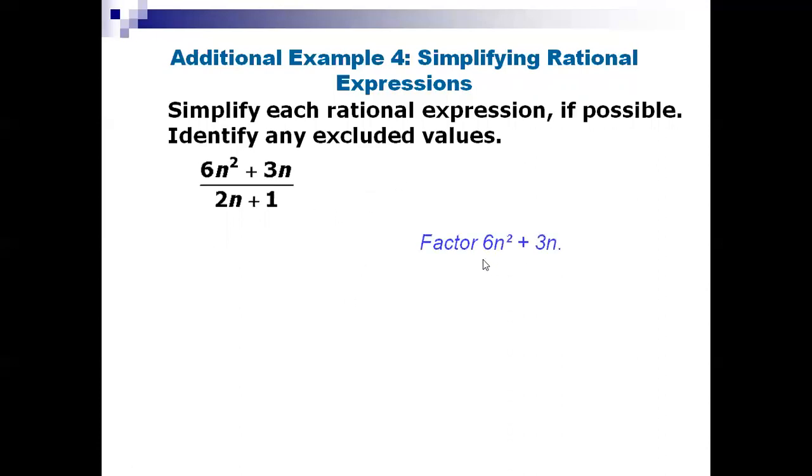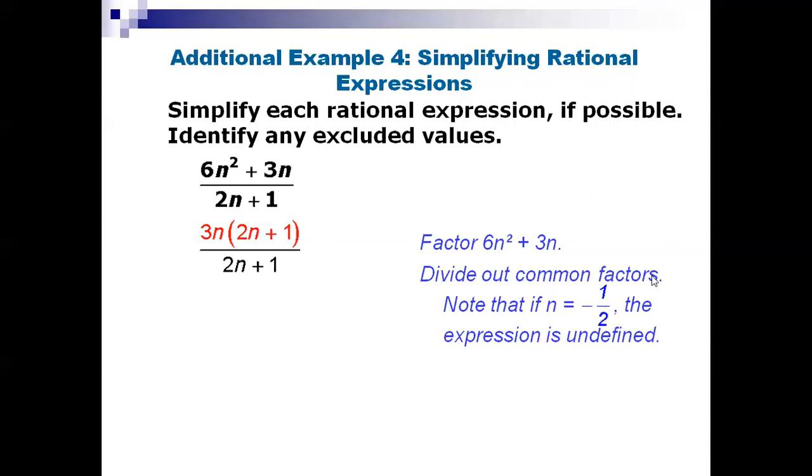First, we need to factor your numerator and denominator if possible. Here, the denominator cannot be factored, only the numerator. So factor 6n squared plus 3n, the numerator in your rational expression. 3 is common in each term, n is also common in each term. So take out 3n. We will have 3n times, how many 3n are there in 6n squared? We have 2n plus 1. Then over, copy your denominator, 2n plus 1.